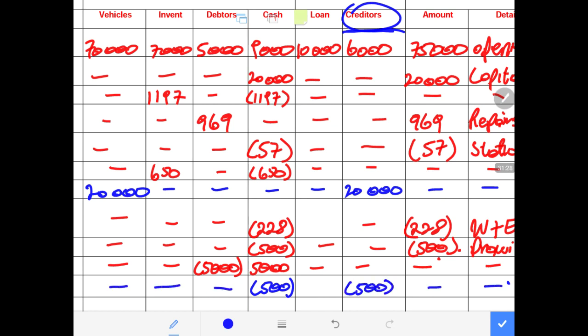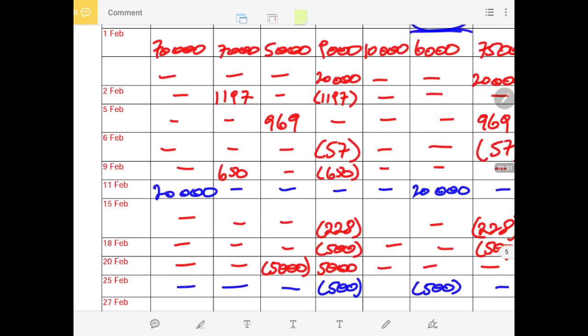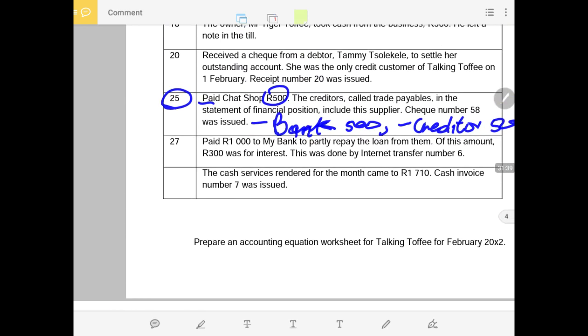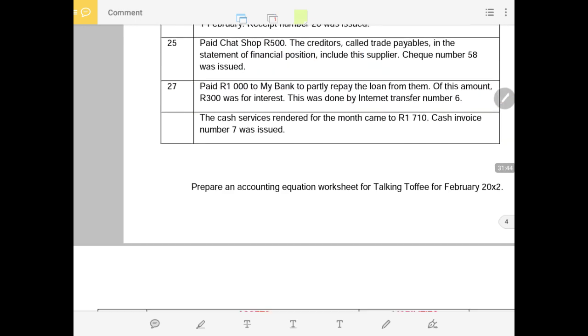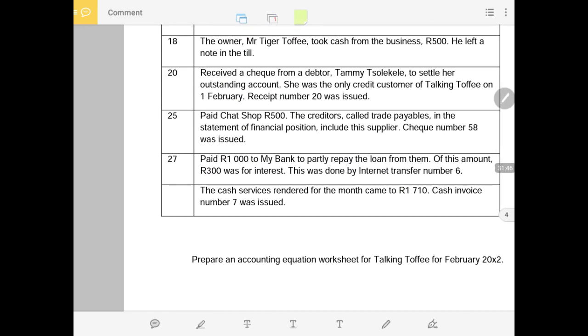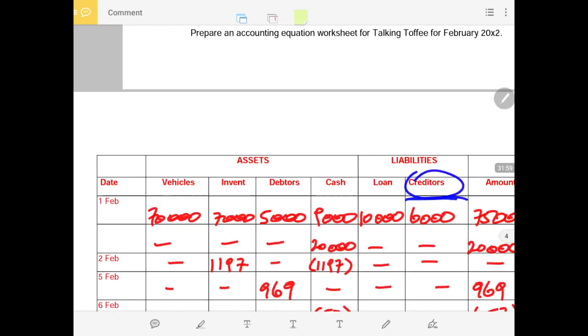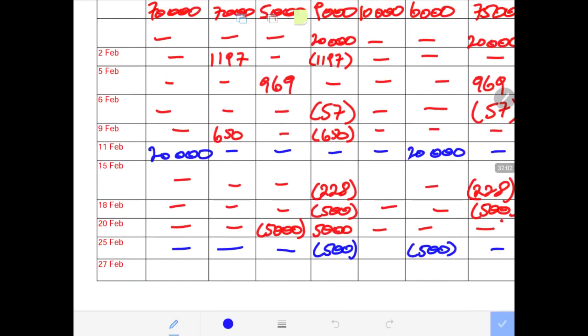Remember, owner's equity is not affected, therefore nothing to record under owner's equity. Then we proceed on that same note of easy accounting equation. The next one is close to the end, the 27th. In fact, the last transaction, but there are two entries there. We paid 1,000. So if 1,000 is paid, bank must decrease by the amount that we paid.